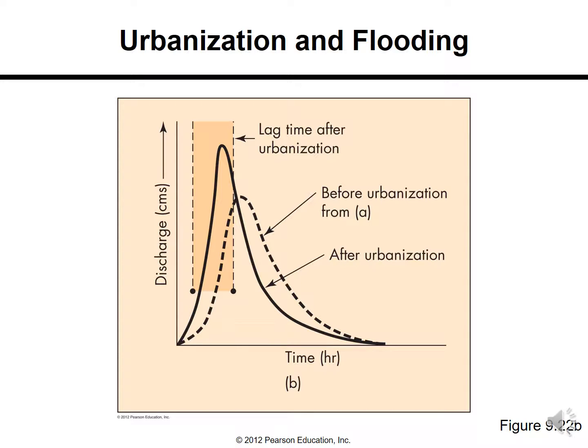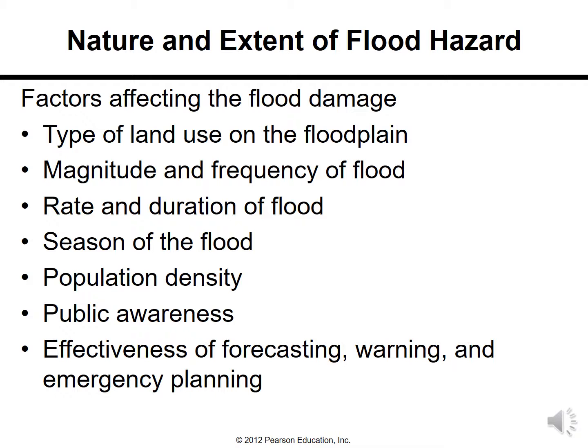And here you can also see before urbanization and after urbanization. After urbanization, the discharge is much higher and the lag time is much lower. So that means you're going to get floods much more quickly than before because of the development of impermeable layers.